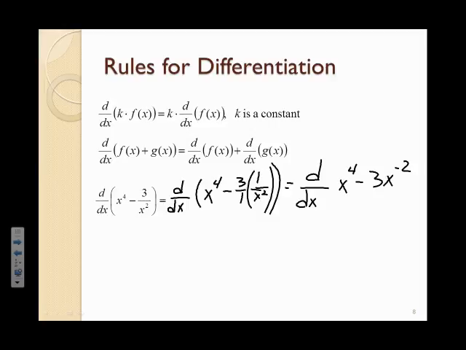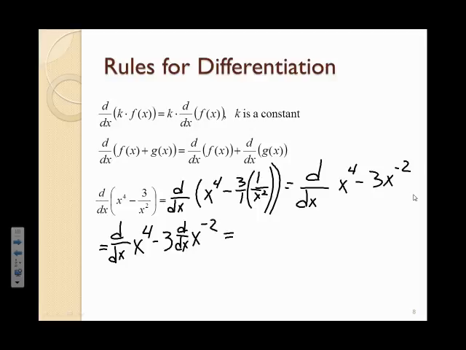Now, if you want to do it in your head, you can quickly. You realize it's going to end up being 4 times x to the third minus 3 times minus 2 plus 6 x to the minus 3. Or to break it apart and use all of the rules that we've learned, we would say that this is equal to the derivative of x to the fourth, now breaking apart the constant here, minus 3 times the derivative of x to the minus 2.